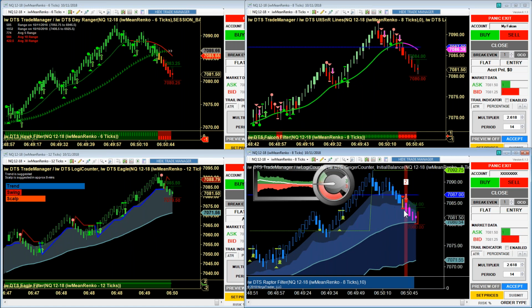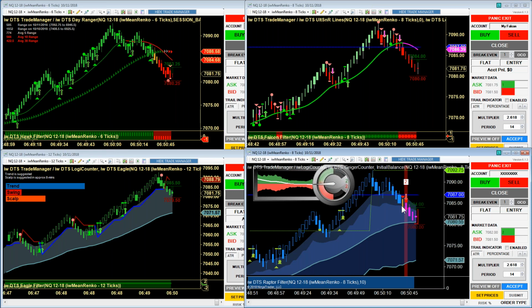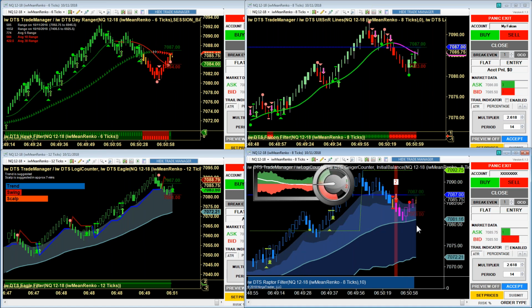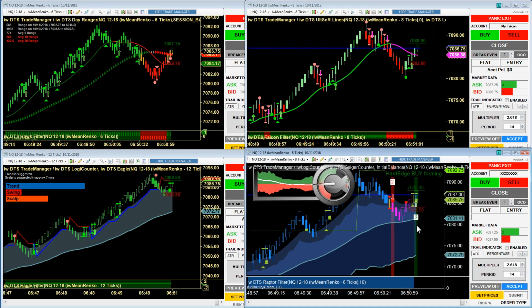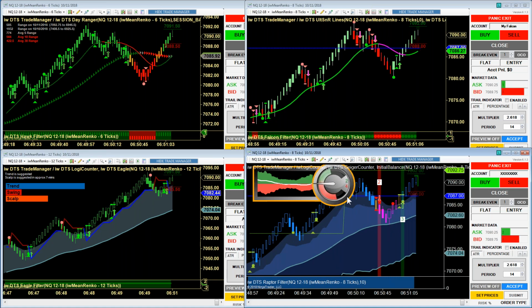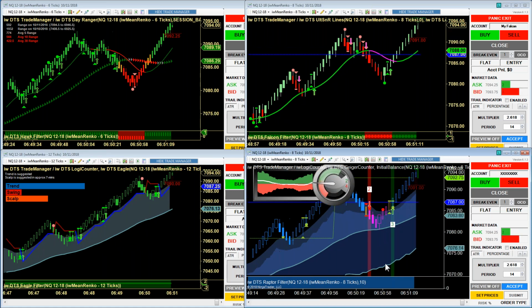Okay, a little counter trend signal here. Of course, if you think that the market is with trend lower, then that would actually be a with trend signal, not a counter trend signal.